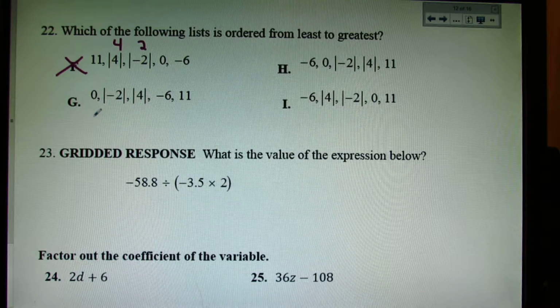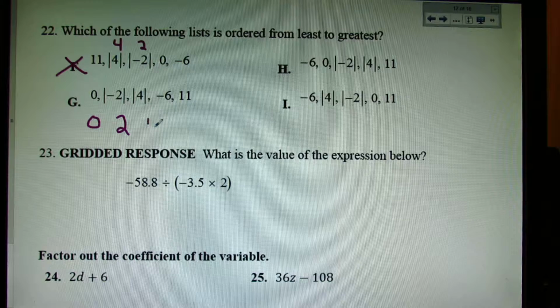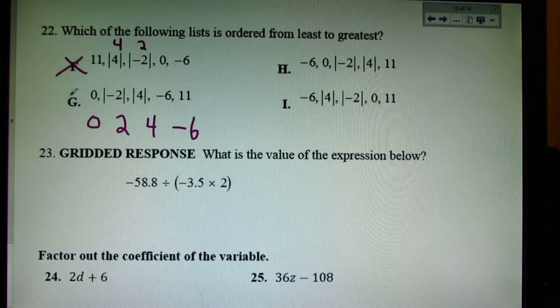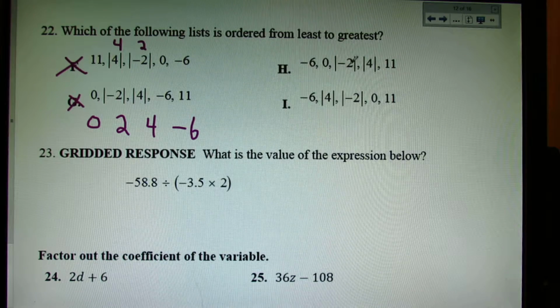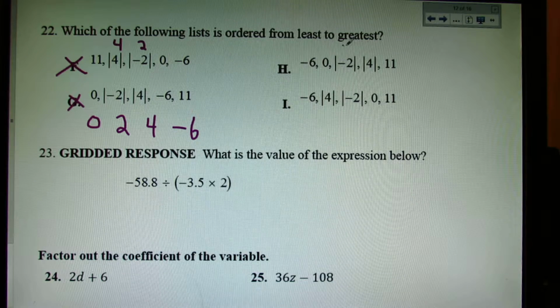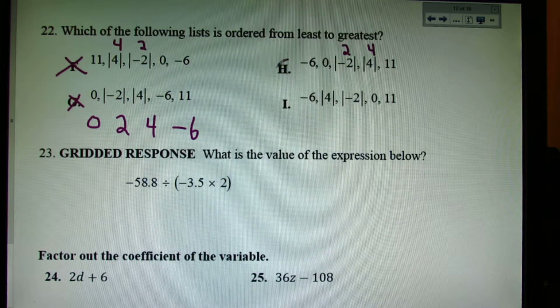Let's start with G. 0, that's just 0. Absolute value of -2, that's 2. Absolute value of 4, that's 4. -6, oh, that's not in order. All right, up to H. -6, that stays the same. 0, that stays the same. Absolute value of -2, that's 2. Absolute value of 4, that's 4. And 11. Hey, -6, 0, 2, 4, 11. Those are in order from least to greatest.